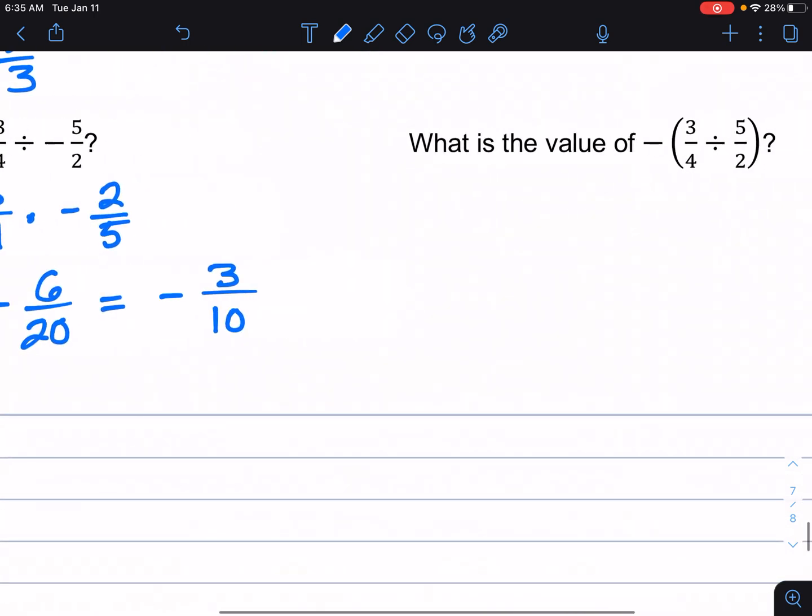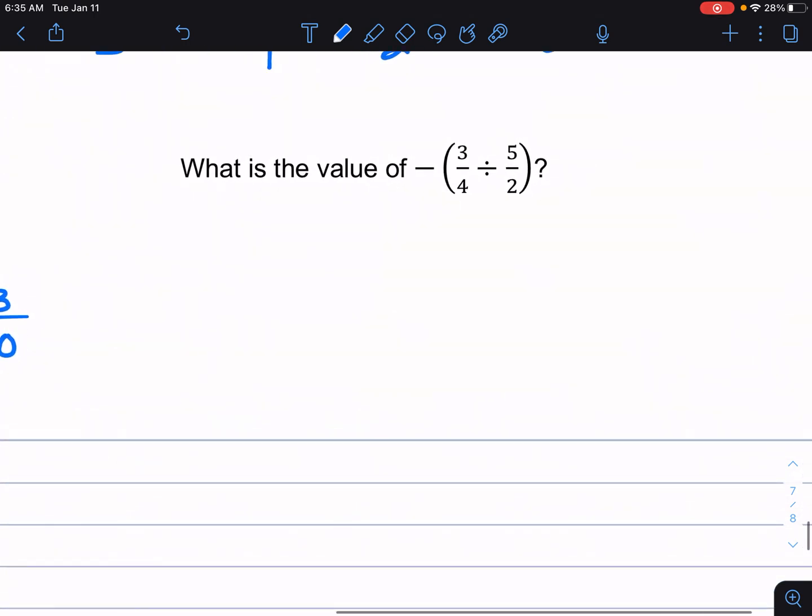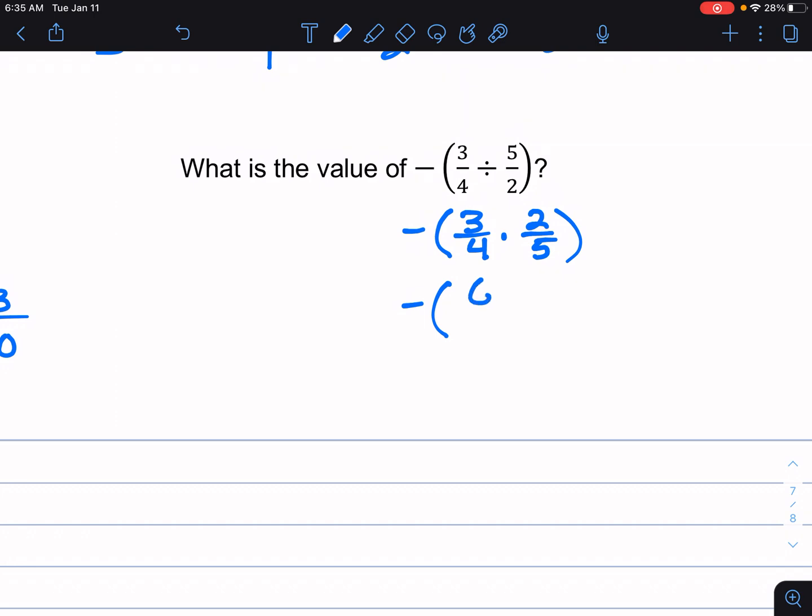Okay, one last one to check here. So notice that the negative sign is outside the parentheses. So let's deal with everything inside the parentheses first, and then we'll deal with that negative. So change it to be multiplication, and change it to be the reciprocal. So take that second fraction and flip it. So now, multiply going straight across. 3 times 2 is 6, 4 times 5 is 20, and we're going to leave that answer as negative.